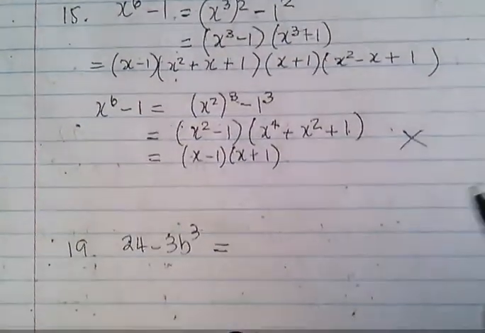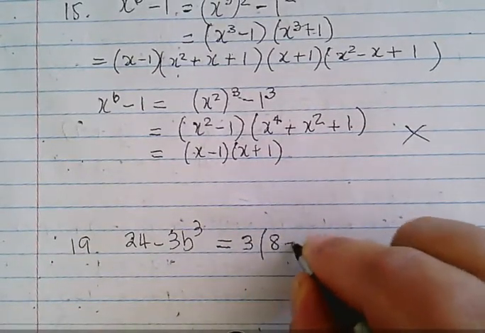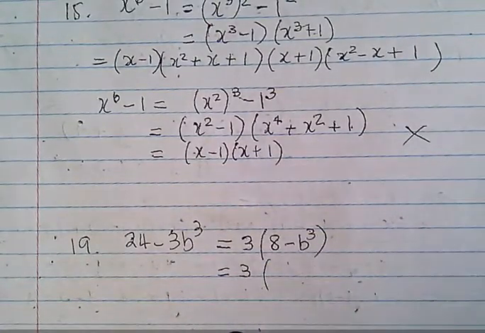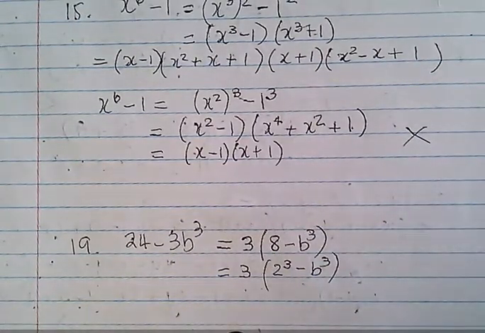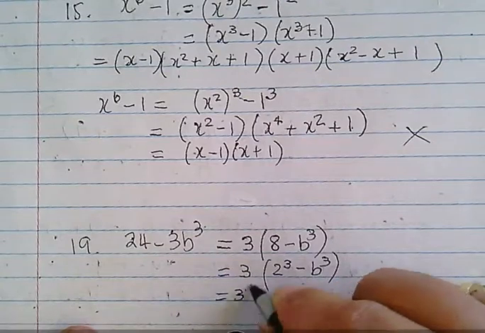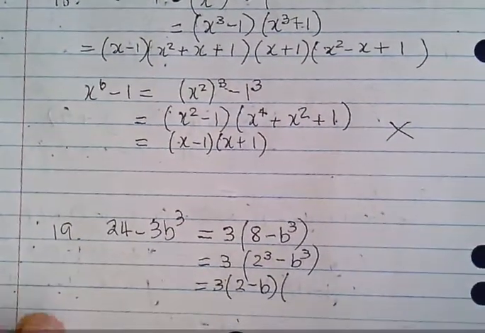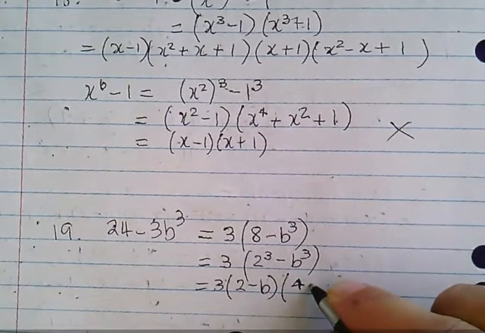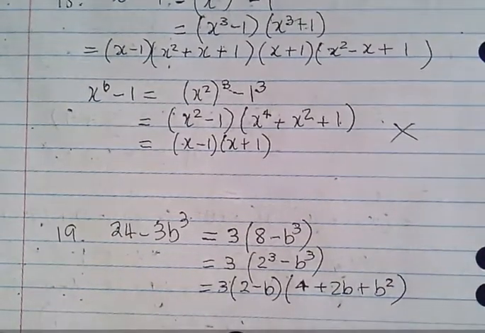Now this one, what are we going to pull out first? 3 bracket 8 minus b cubed. You can still, just to help yourself along, write it as 2 cubed minus b cubed. All good? Please do that. Write that extra line. And it's, you know, a minus b, 2 minus b, what else? Yeah, so it's 4 plus 2b plus b squared. And you're done.